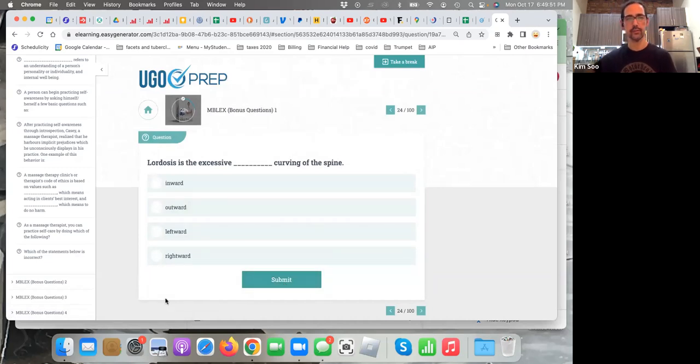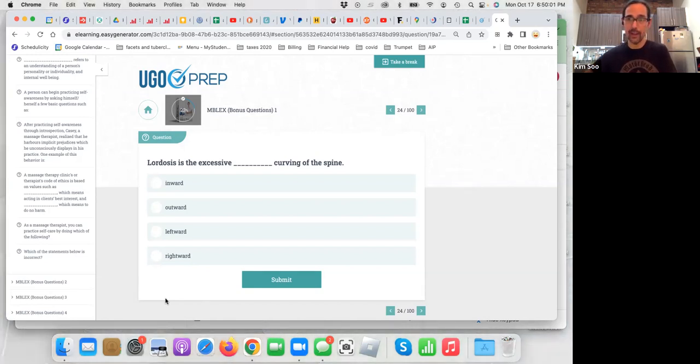Lordosis is the excessive what kind of curving of the spine? Inward, outward, leftward, or rightward? Raise your hand if you've ever heard of the lordotic curve described as an inward or outward curve. I've never heard of an inward or outward curve in the spine. There's a flexed curve and an extended curve, also called the concave and the convex, respectively. Inward and outward. So who wants to take a guess?